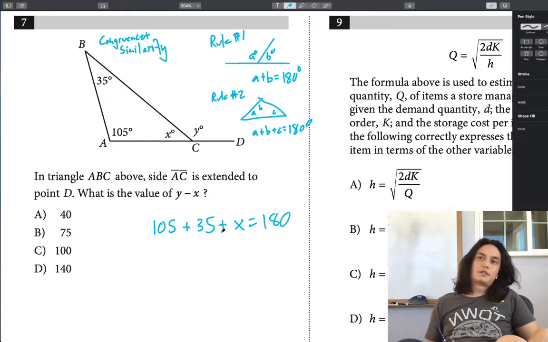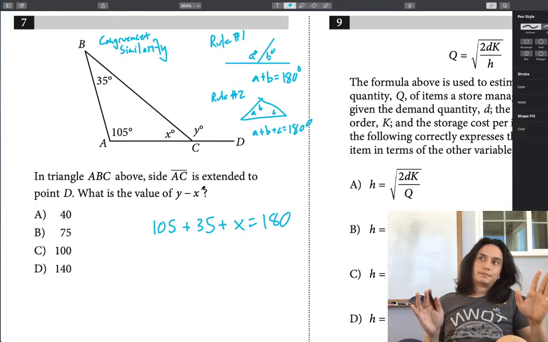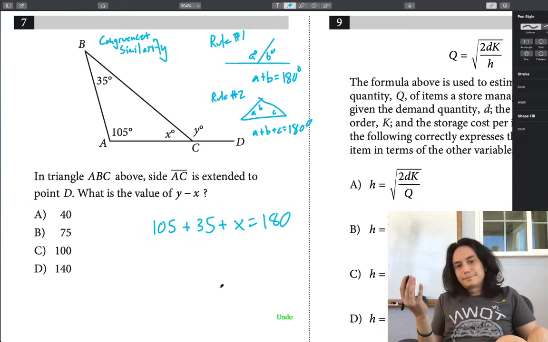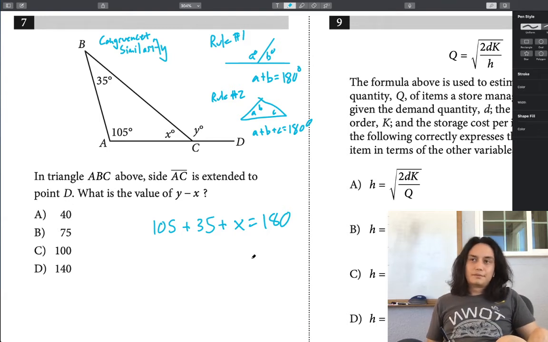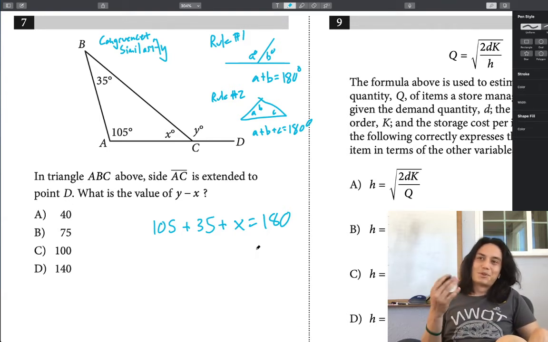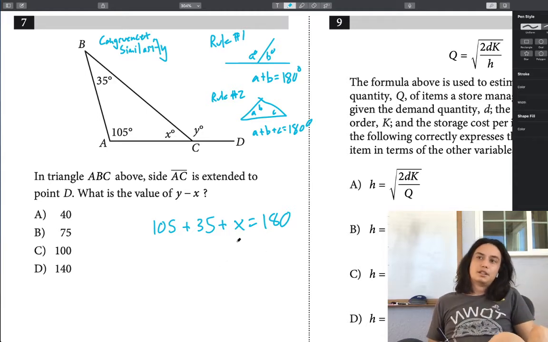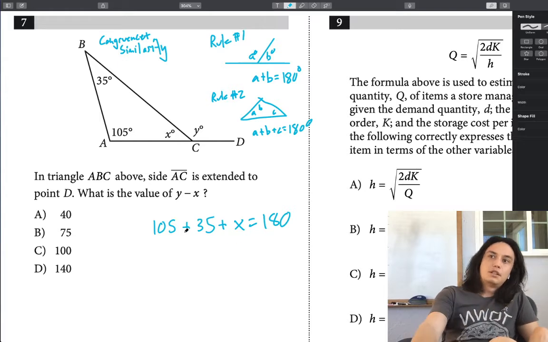I sense that there's some shortcut from here to y minus x, but okay. The shortcut is that because x and y add to 180, and because x and the other angles add to 180, y has to equal those other angles. I'm not smart enough to turn that into a big shortcut, but I am smart enough to do well on the SAT even without it. So we're just going to keep doing this. We're just going to solve for x.